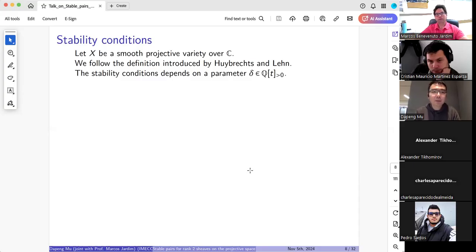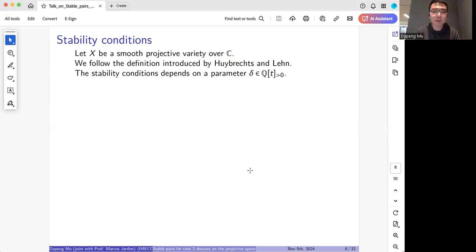And then we can also talk about stability conditions. Here, let me restrict X to be a smooth projective variety over the complex number field. Again, I think the definitions were due to Huybrechts and Lehn. In this setting, we require one more parameter. So it's not a single stability condition, it's a family. It depends on a parameter. I will call this parameter delta. So delta is a polynomial with rational coefficients with a positive leading coefficient. This is the parameter we're going to use for stability conditions.